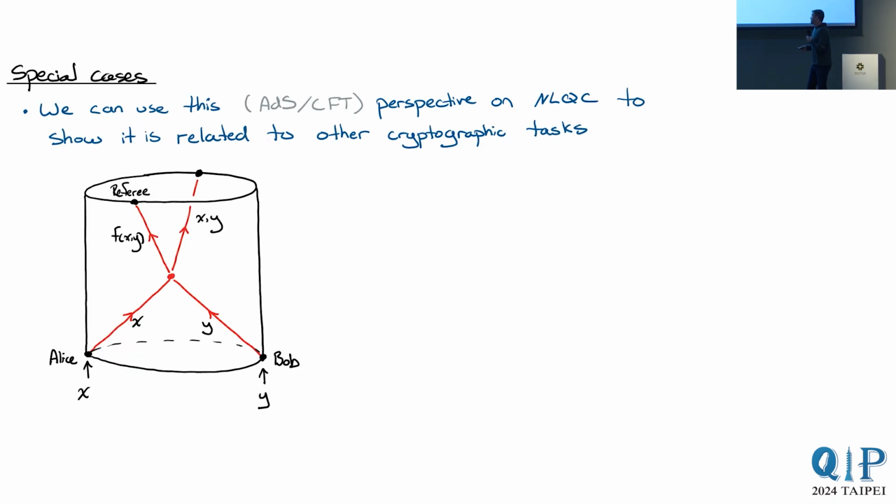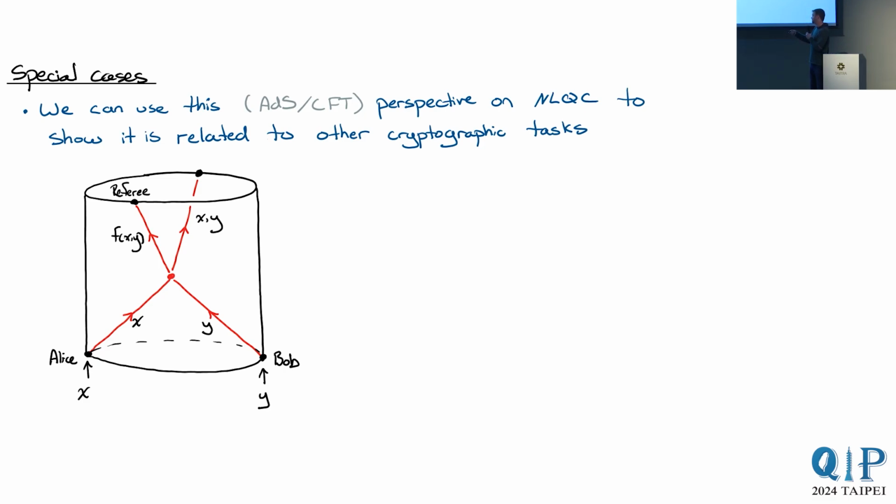Okay. So we can use that perspective on NLQC to relate this PSM primitive to NLQC. Let's see how to do that. I'm going to set up this PSM scenario in this ADS context. We have Alice and Bob, who are located somewhere near the boundary. Remember that in a PSM, what they're supposed to do is compute the value of this function, f of xy, and get that to the referee, but otherwise not let the referee learn anything about x and y. So how do they do that here?